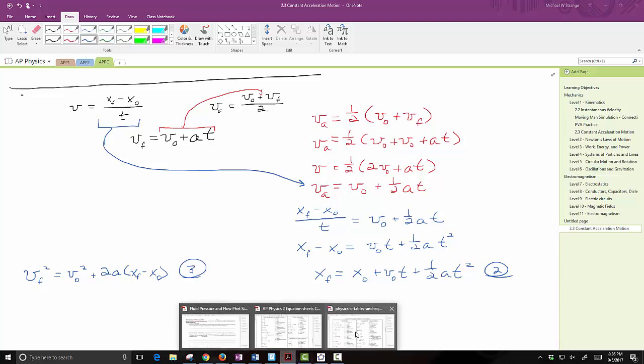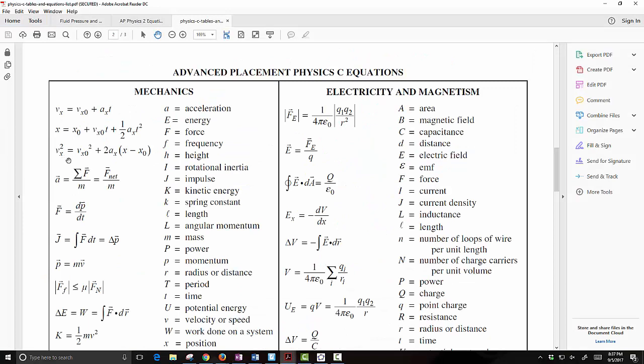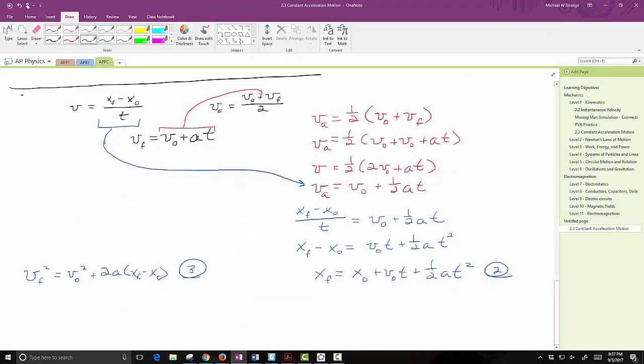And these are all on your equation sheet right here. And I'll leave this as a derivation for you. So try to derive this. If you need to, you can look it up. But it'd be good practice because you'll be expected to do this. All right, that's constant acceleration.